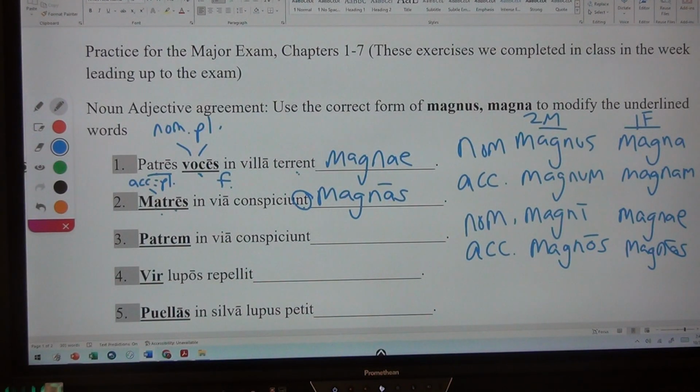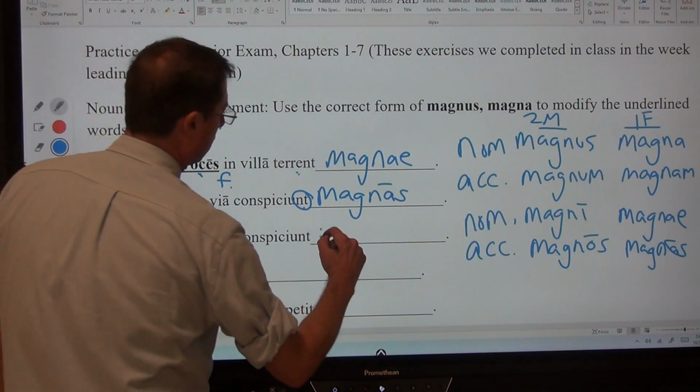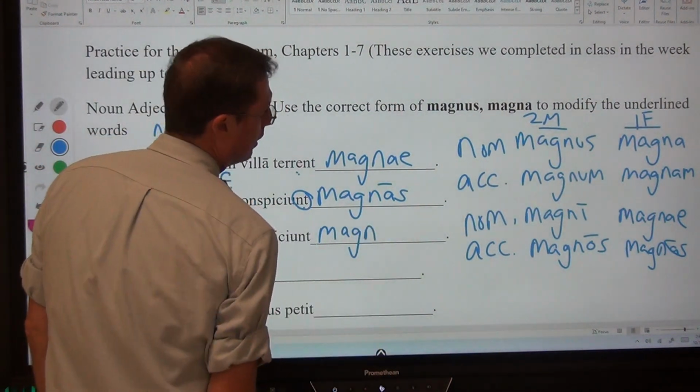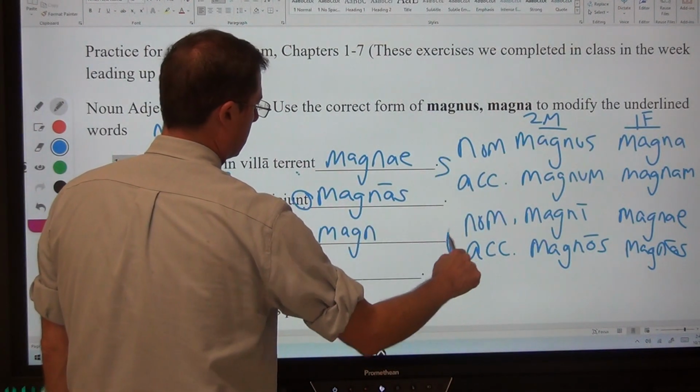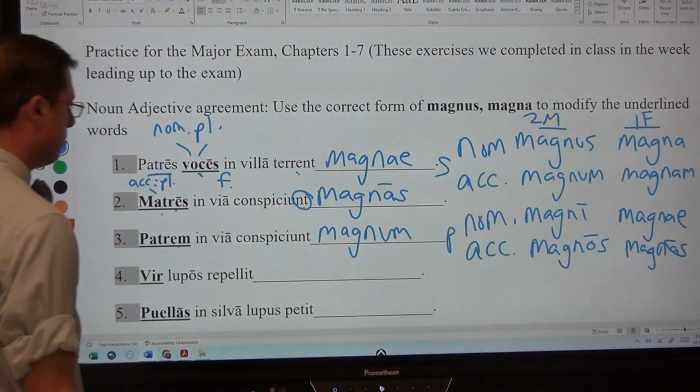Patrem, number 3, not a problem. I don't even have to look at the rest of the sentence, because I know from the form alone it's got to be accusative singular, because of the form, and it is masculine because it means dad. And so therefore, I'm going to write down magn, and of course we're in the masculine, there it is, accusative singular. These are the singulars, these are the plurals, and thus I end up with magnum.